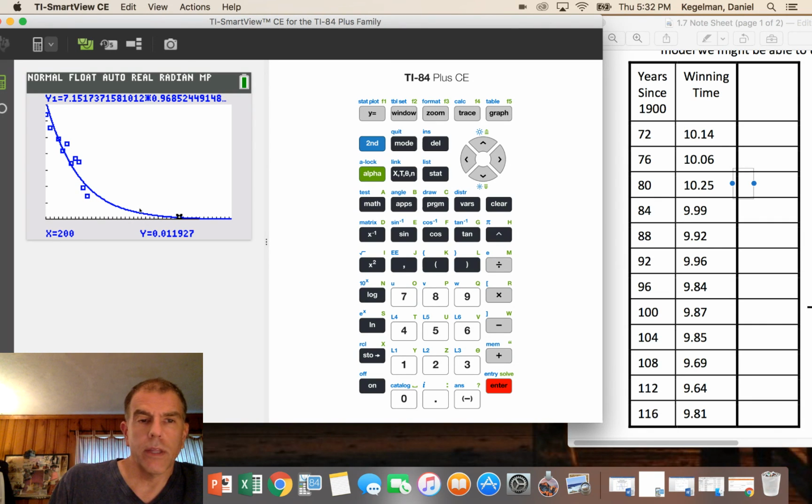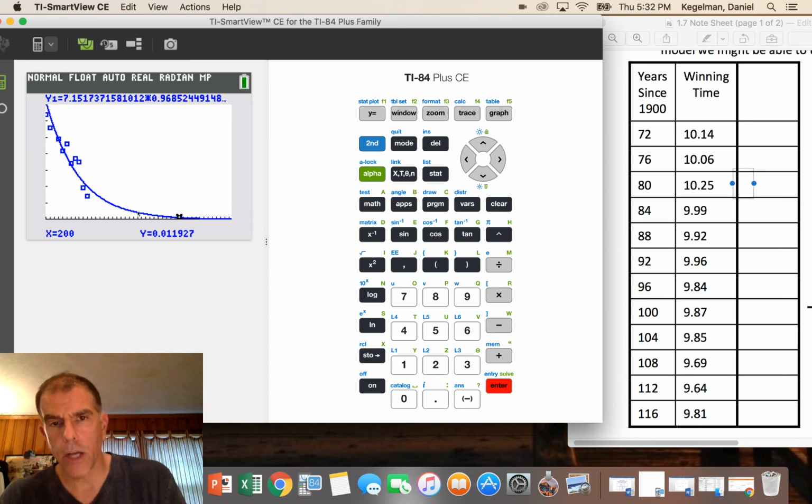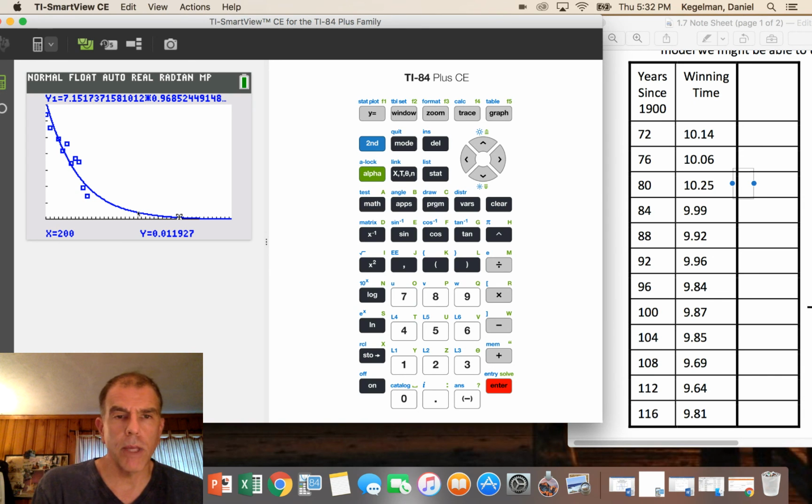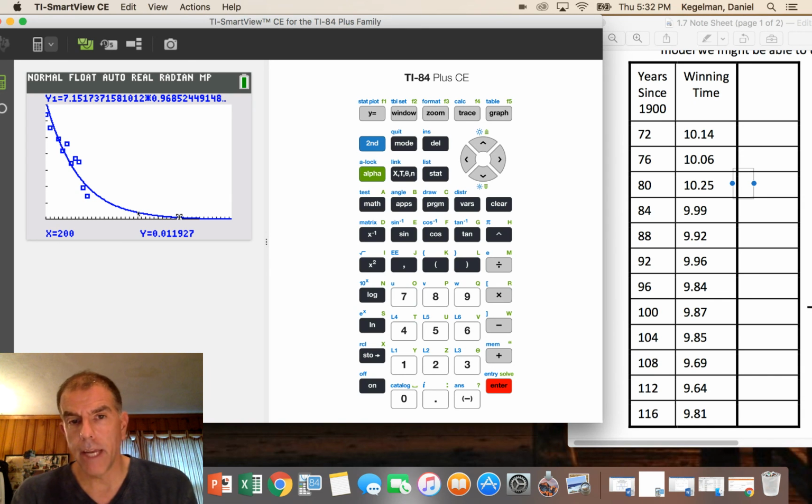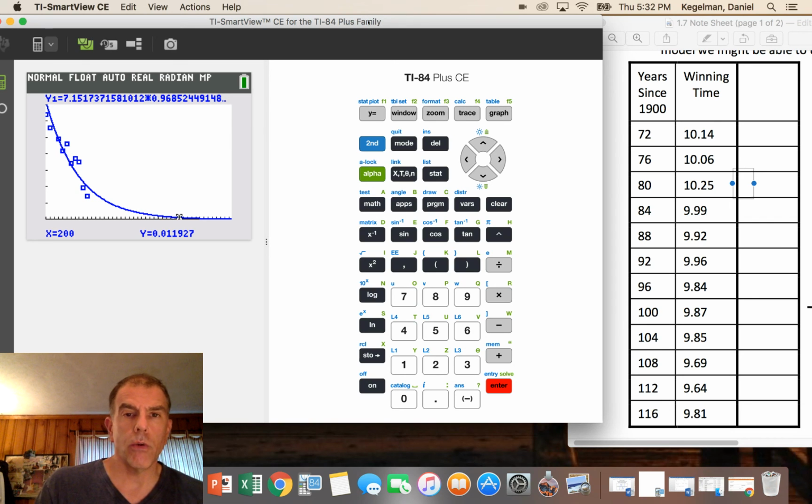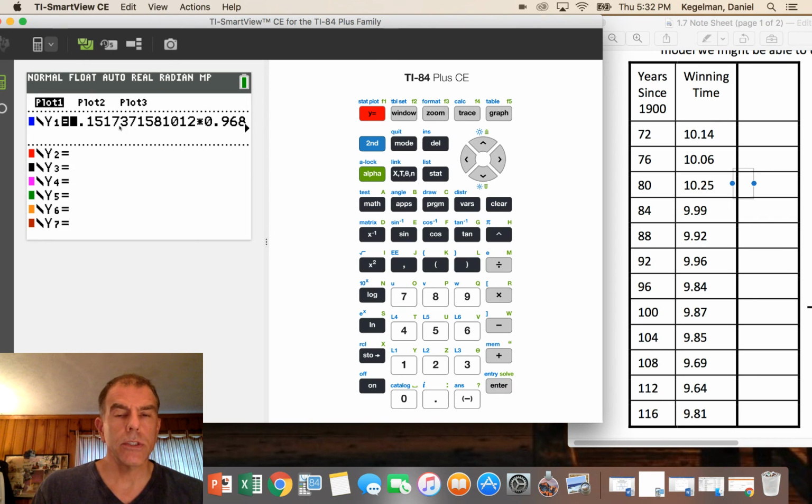So who knows what the lowest any sprinter can go. But that's how you can work with this data. And we did a linear regression. We did an exponential regression. We showed how to delete data from lists. We showed a little bit of how to add data to lists. Delete a couple of individual pieces of data from a list that already had data in it. How to drop the equation into y equals without having to retype all this stuff. That's really convenient.